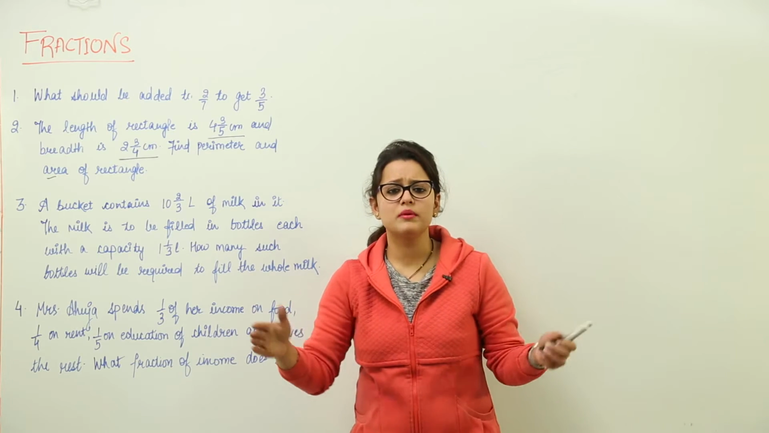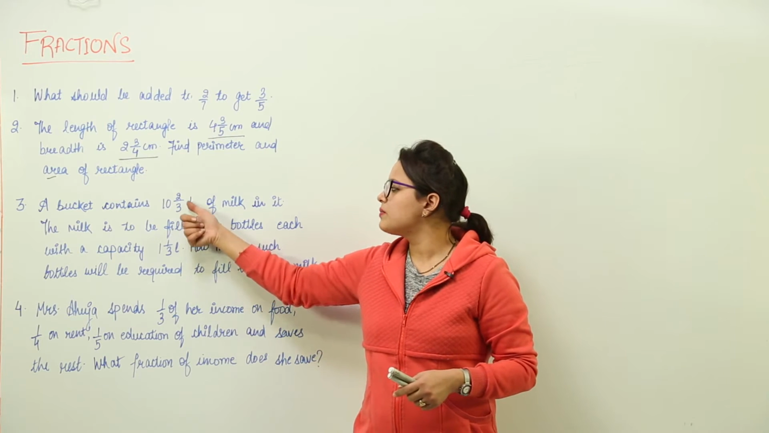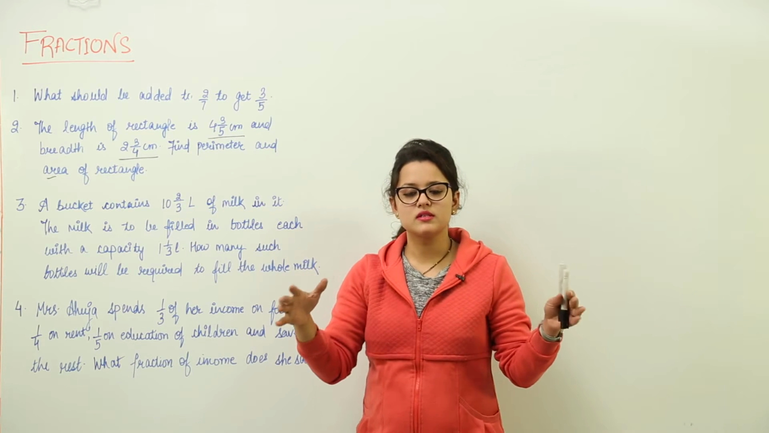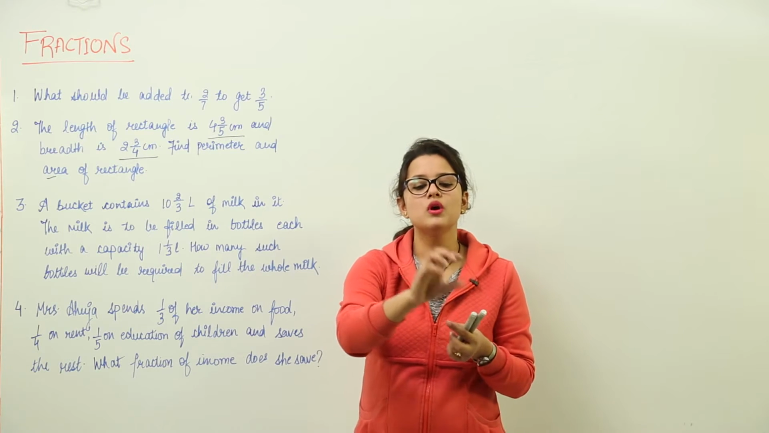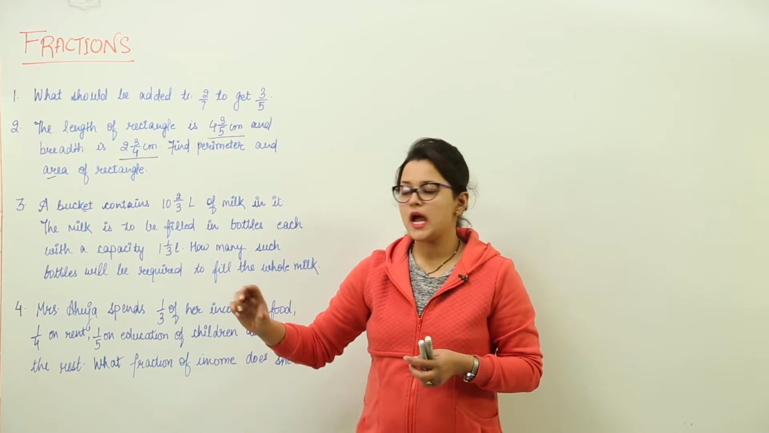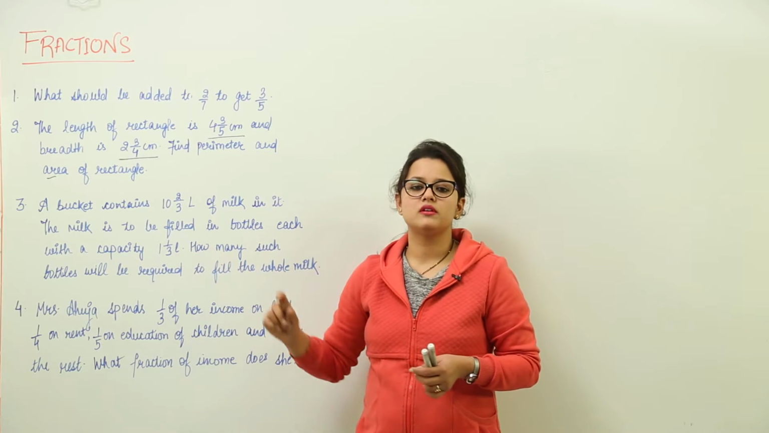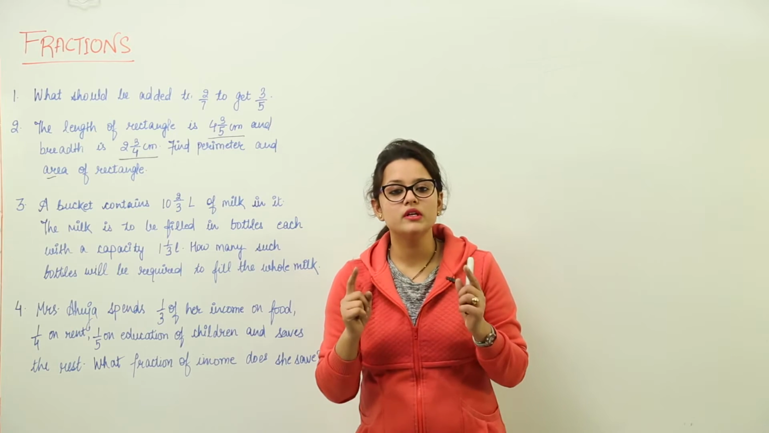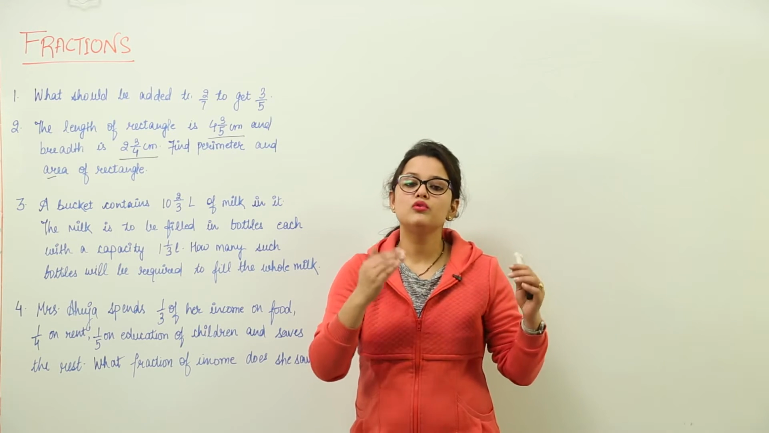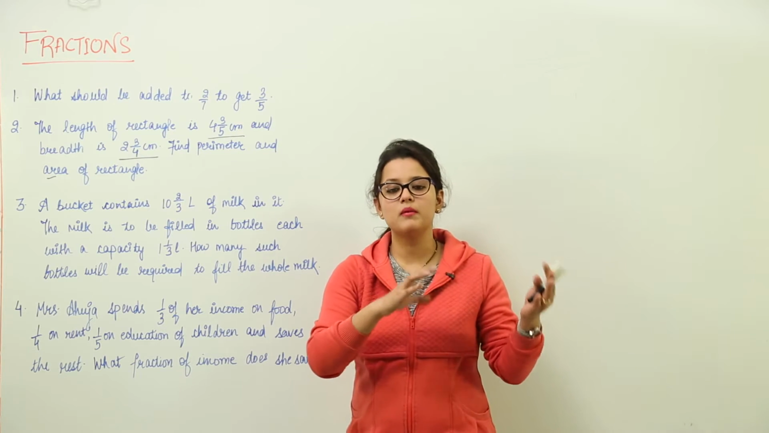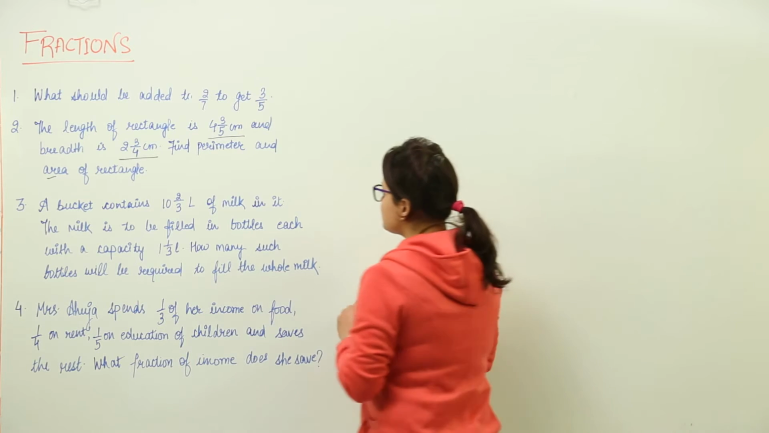Now say for example you have a container full of milk having 10 raised to power 2 by 3 liters. This is the amount of milk you have. You have to pour that milk into some small bottles, and each bottle has the capacity of 1 whole 1 by 3 liters. So how many bottles will be required to fill this whole milk completely into those bottles? Let us do this now.